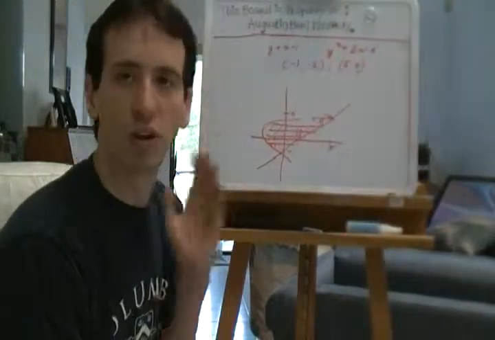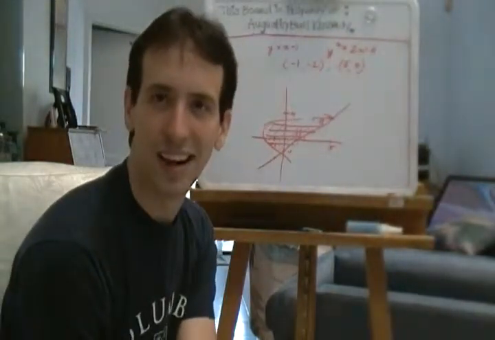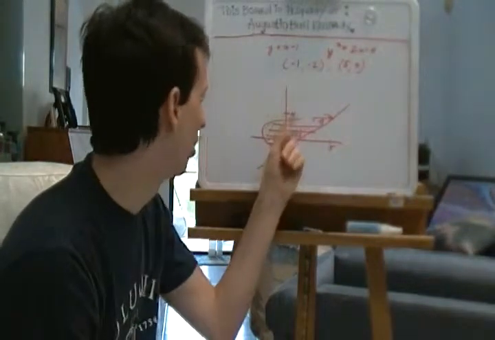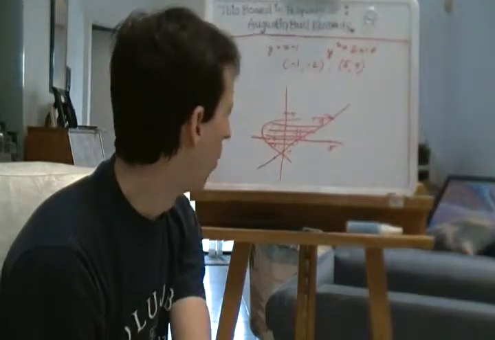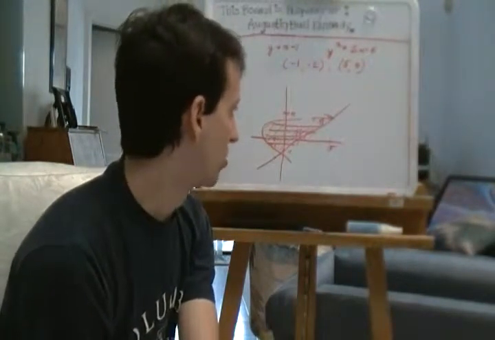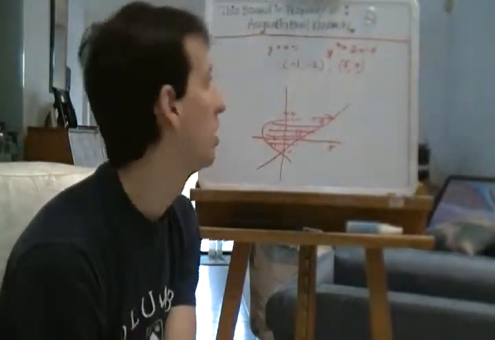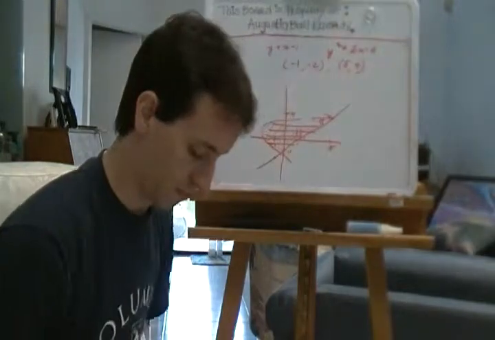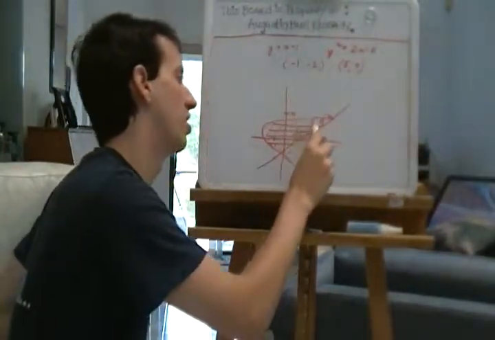In general, whenever you're looking at the area between something that isn't necessarily a function, like y squared equals 2x plus 6, there's a pretty good chance that you're going to be using a dy integral. Trust me, it'll make things a lot easier. I'll show you why.